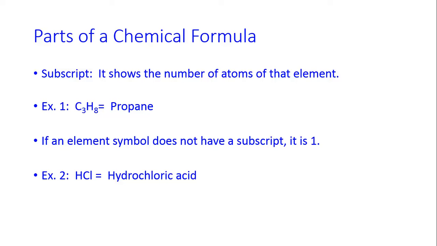We have something called a subscript. It shows the number of atoms of that element. Example 1 is C3H8, which is propane. It has 3 carbon atoms and 8 hydrogen atoms. If an element symbol does not have a subscript, it is 1. Example 2 is like that. It's HCl, hydrochloric acid. It's only 1 hydrogen atom and 1 chlorine atom.